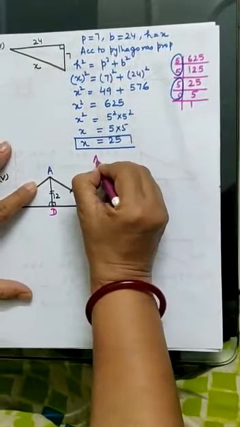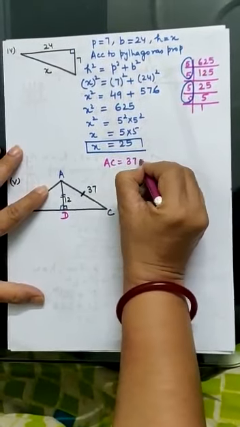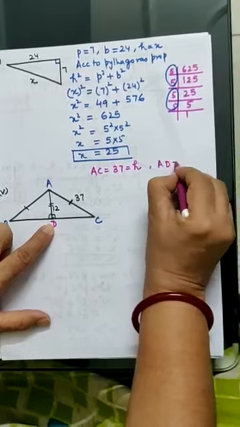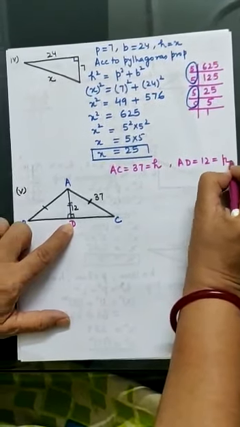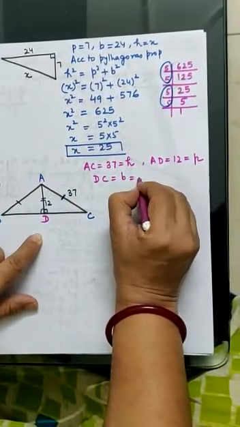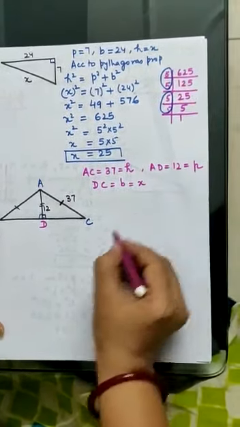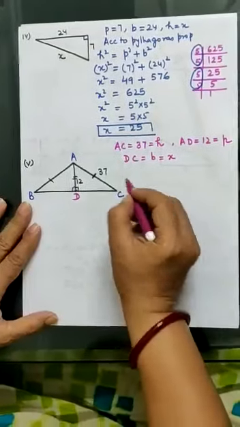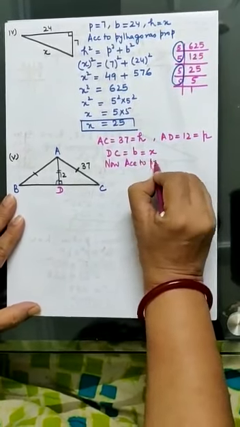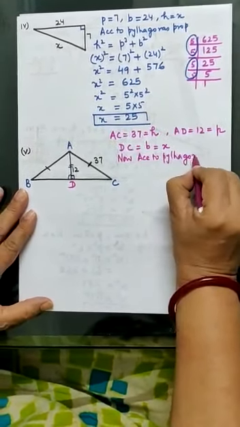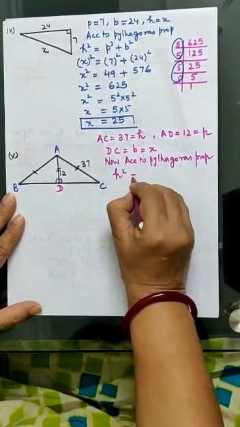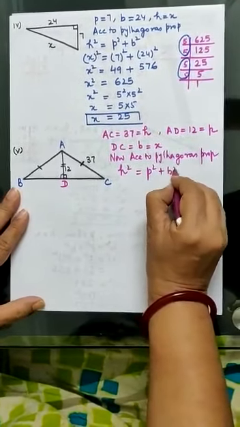And this point as D. So here AC is 37 and this is our hypotenuse. And here AD is 12, which is our perpendicular, and DC is what? Base, or we say that this is X, right? Now according to Pythagoras property, H square is equal to P square plus B square.